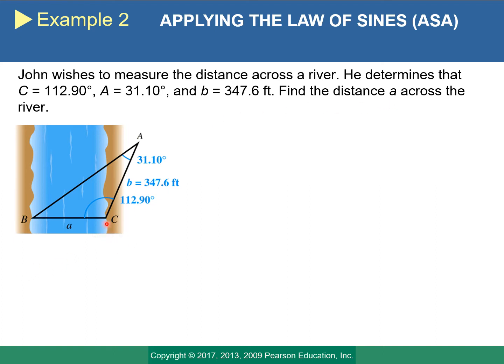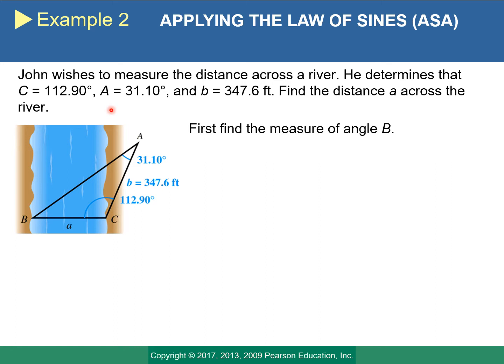Okay, so we know this angle measure was C. We know this angle measure is A, and we know that if angle B is over here, this side length is little b. And the question is, across the river, how far is that? And that's what we're calling A. Little a is across from angle A. Okay, and so we have 3 pieces of information, and notice what we have. We have angle, side, angle. So we have ASA.